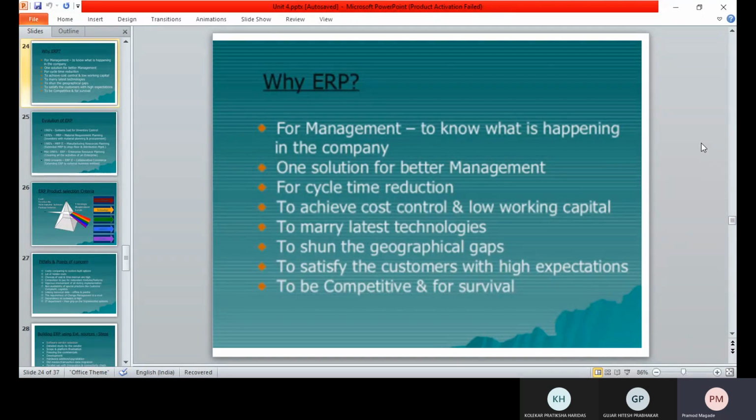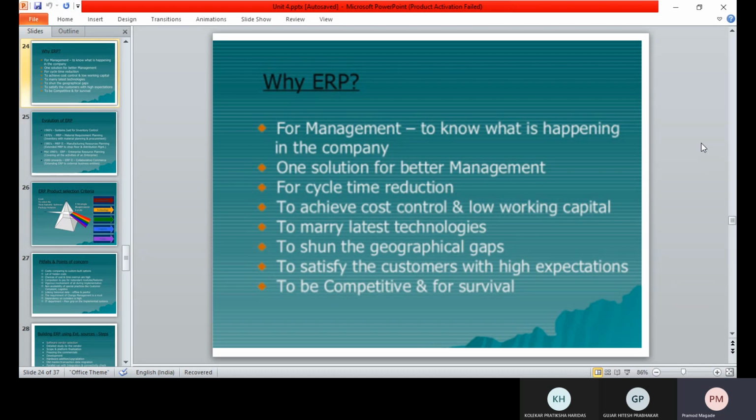Next point is why ERP is required. In case of ERP, you can say it is management point of view software, because management can get every information within a single click. Management should know what is going on in the company. Many times the management is not in the organization, they are mostly outside. In that case it is very difficult to take a follow-up within a click. So that's why ERP system helps. It is one solution for better management.